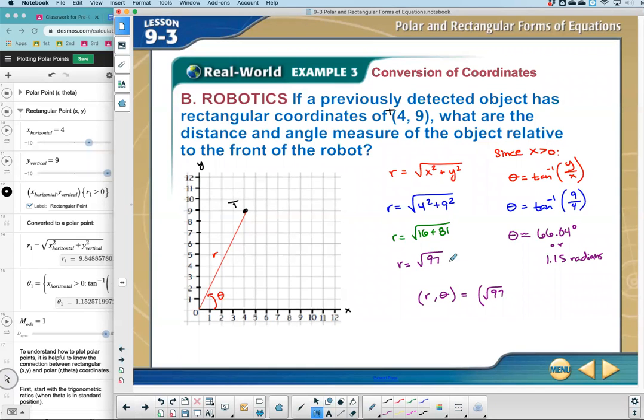Square root of 97, which we know that number is right. I didn't check it because square root of 100 is 10, so it should be just under 10. This is the square root of 97. 66.04 degrees, or square root 97 comma 1.15 radians. That would be your solution this time.